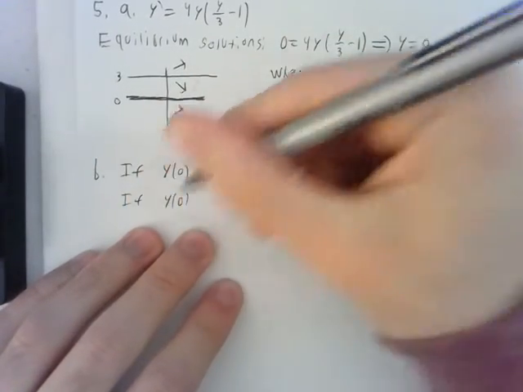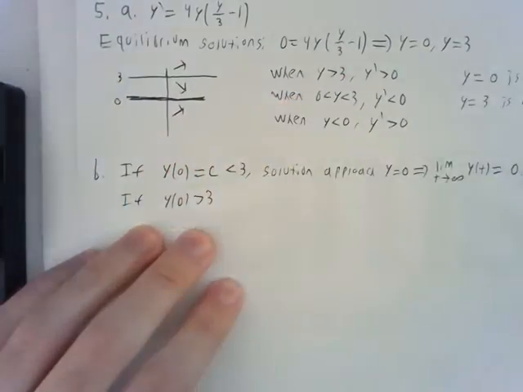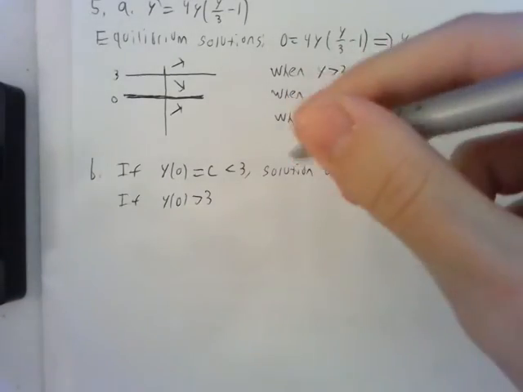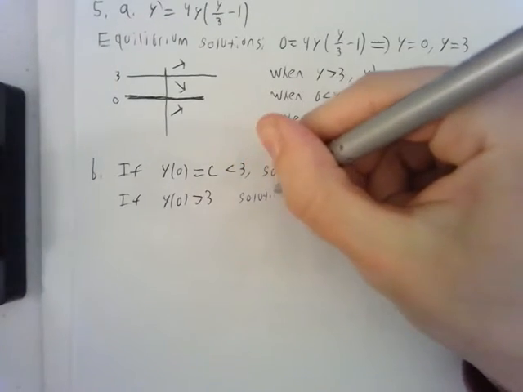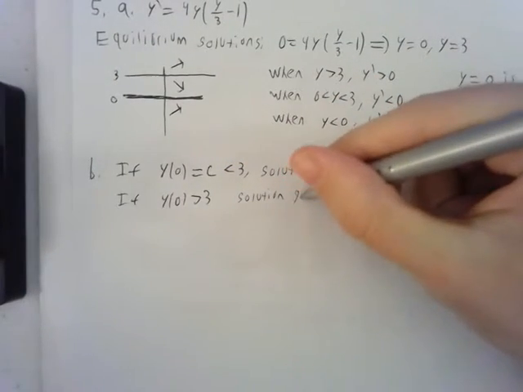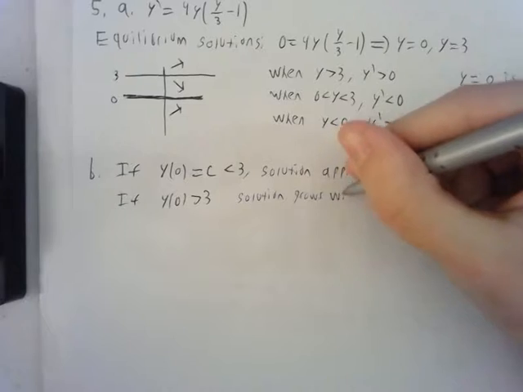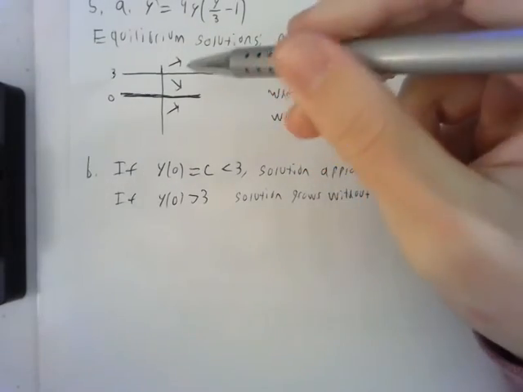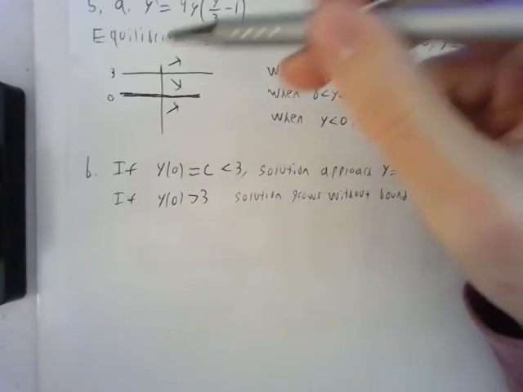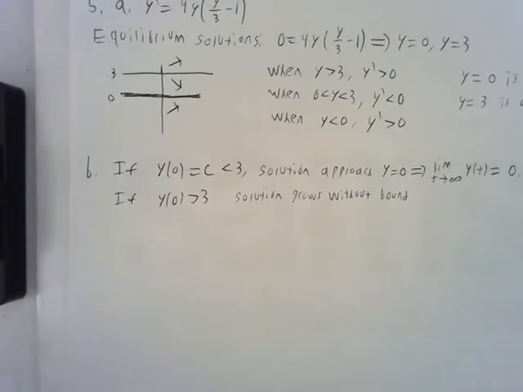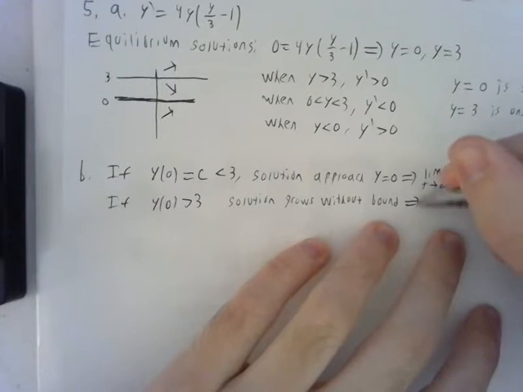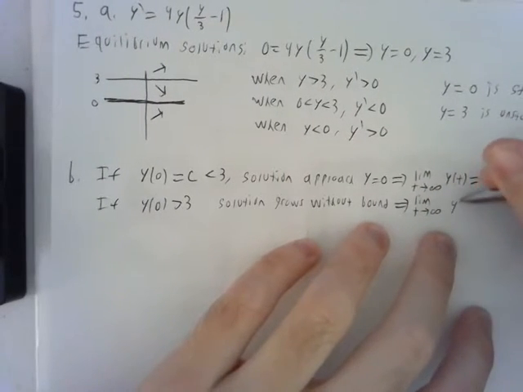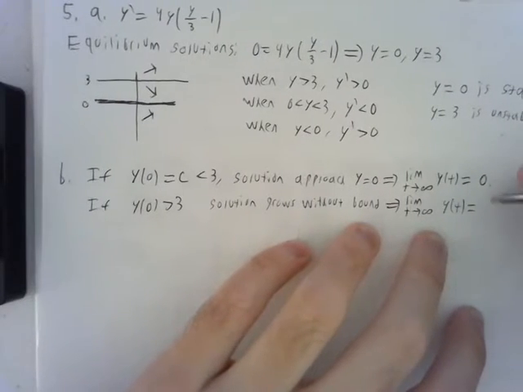If y of 0 is greater than 3, then the solution grows without bound. From this picture we can see it just keeps going up. It never hits another equilibrium solution, so it's just going to continue increasing. And that means that the limit as t goes to infinity of y of t is going to be equal to infinity.